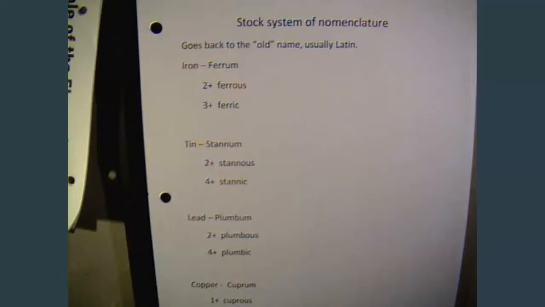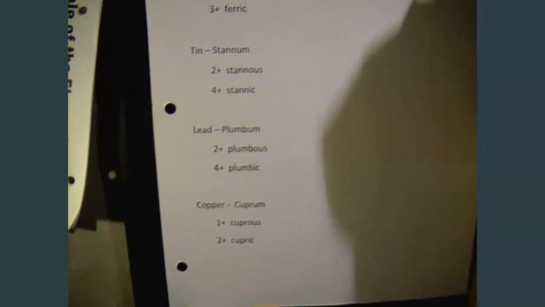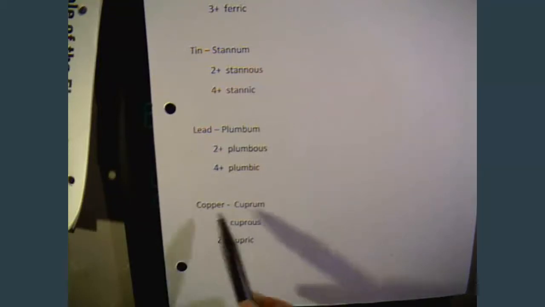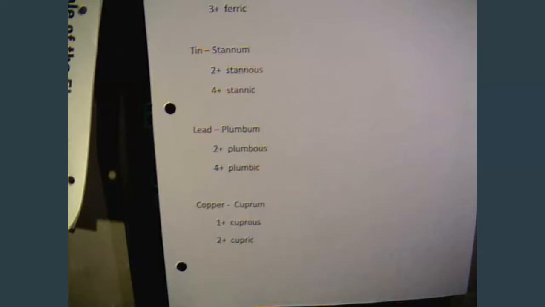Lead, as I said, is plumbum. So lead 2 is plumbous, and lead 4 is plumbic. Kind of like, oh, you're looking very plumbic today. No, I feel more plumbous. And then copper is cuprum. So we have cuprous and cupric.